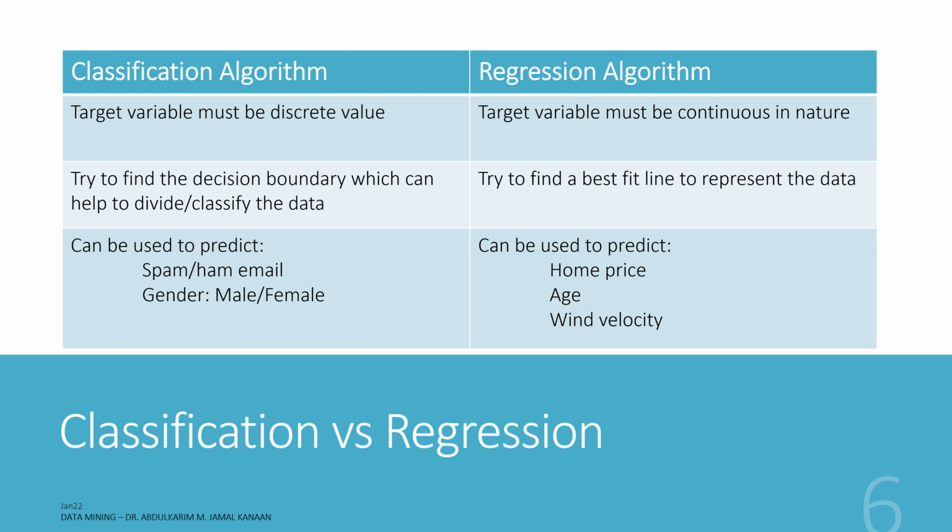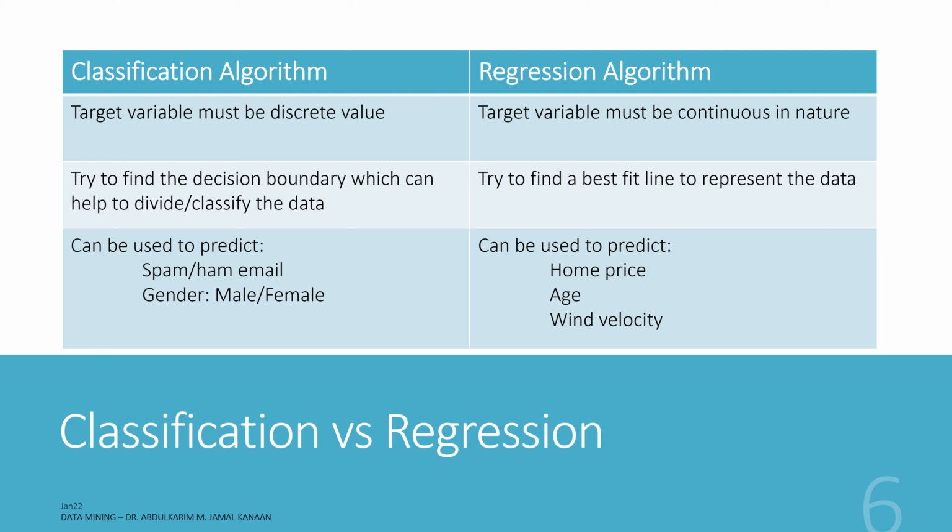Again, why am I saying discrete values? Because even if you have labels, as I said earlier, you need to assign values to each label. Again, algorithms prefer numeric values. As an example for classification, you try to predict spam or ham email, gender, male or female. On the other hand, in regression, the target variable must be continuous in nature, right? It's no more a matter of numeric labels, but a continuous value, like when you are trying to predict home price, age, wind velocity, and so on.